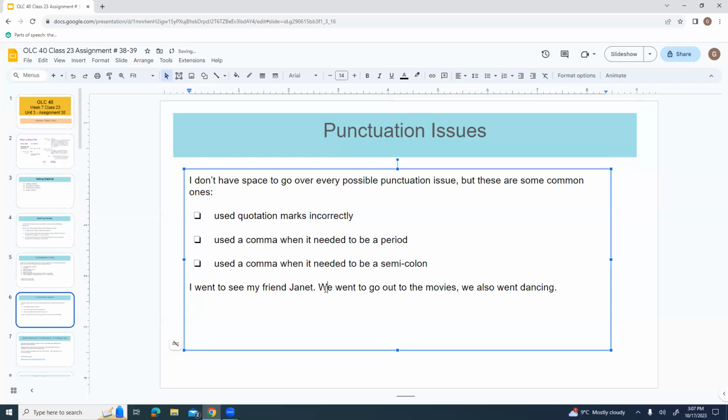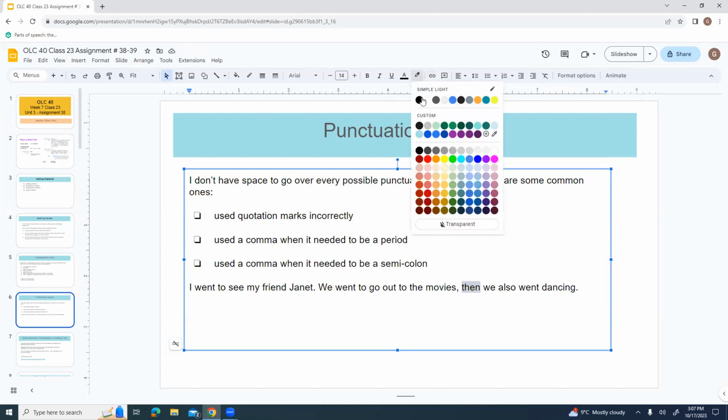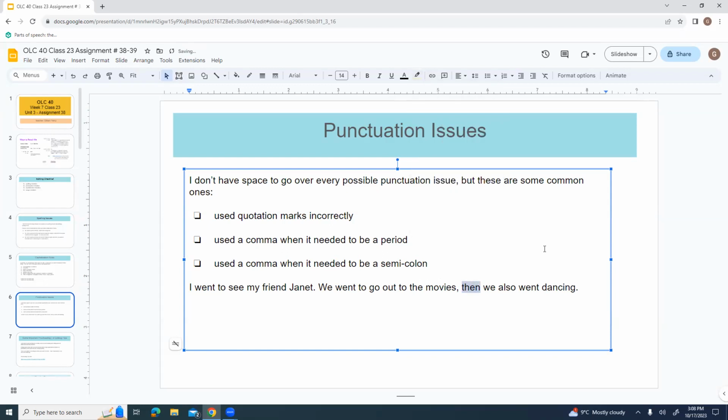Now, I can join this two ways. I can join it using a conjunction like and, but, then. I'm going to write then. We went to go out to the movies. Then we went dancing. Now that works because I've added this conjunction right here, because a conjunction is a legitimate way to join two sentences. A comma by itself is not. It has to have the conjunction there.